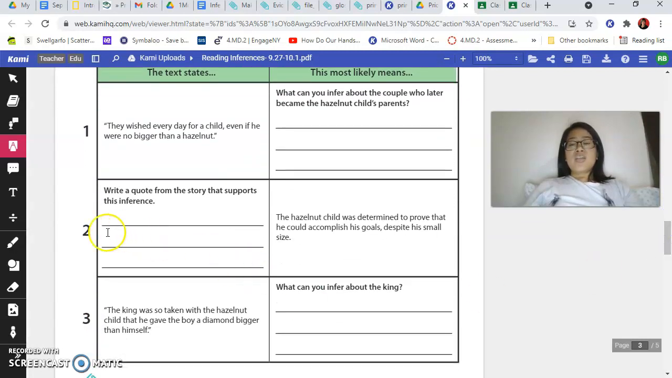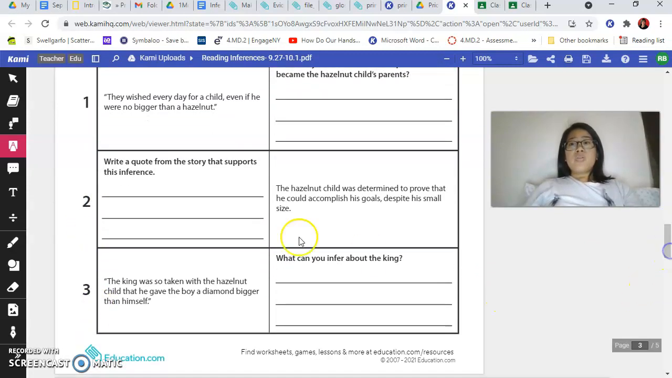Okay, we're going to do the next one for number 2 and number 3. So for number 2, you're going to look at the inference. The hazelnut child was determined to prove that he could accomplish his goals despite his small size. So because you have this information, you need to look in the passage what quote that came from. So a quote is a sentence from the passage. It's a quote because you don't want to steal somebody's idea. It's the author's idea.